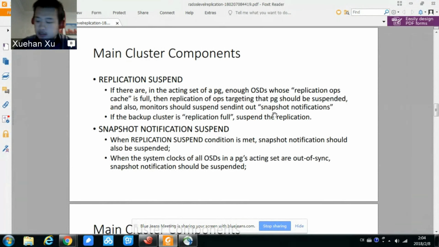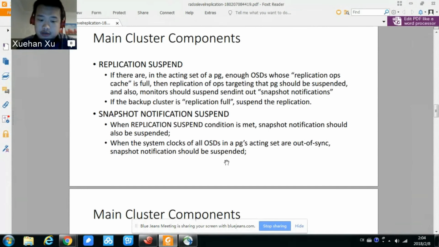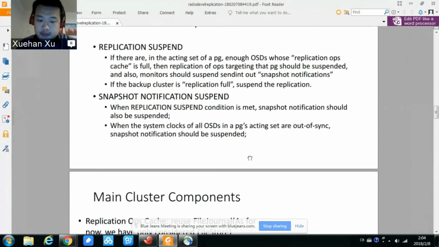Another problem, another thing that we have to consider is that maybe the replication can go on, but the snapshot notification should be suspended. For example, if the system clocks of all OSDs in a PG's acting set are out of sync, then the snapshot notification should be suspended.